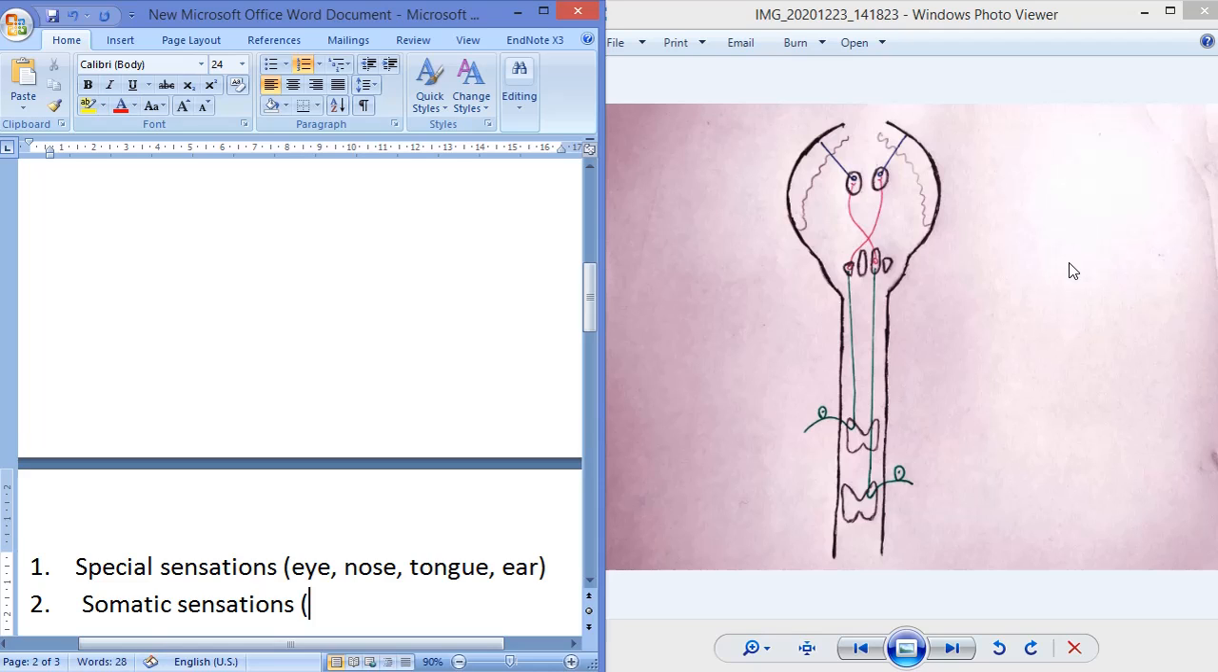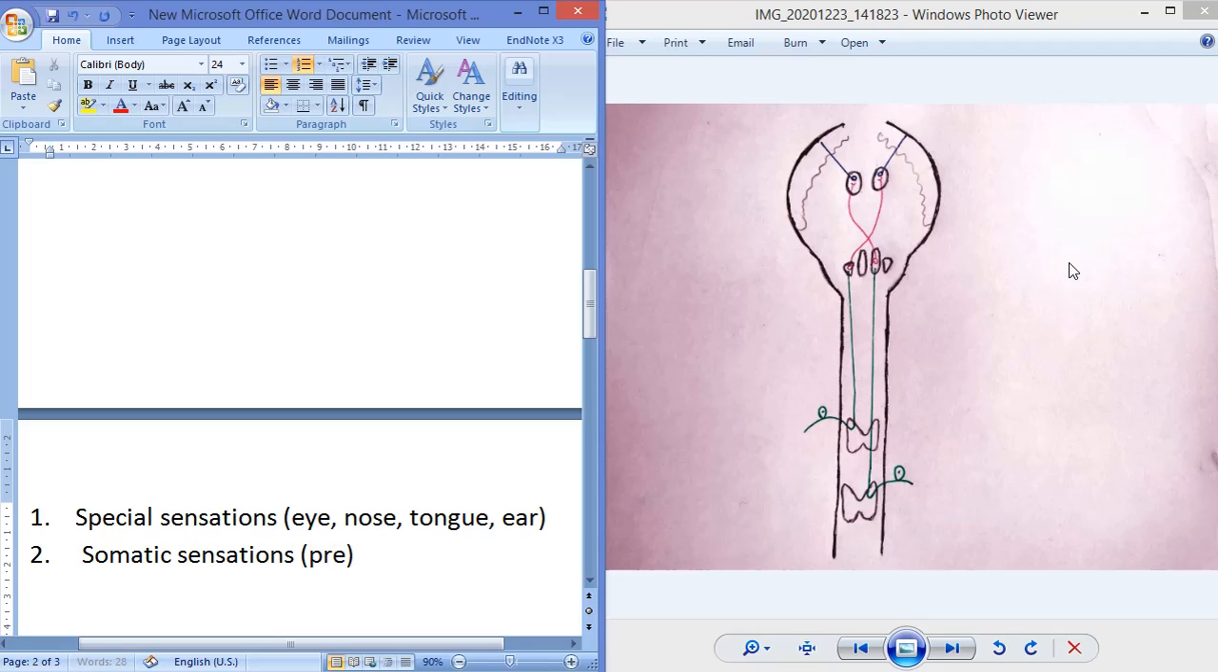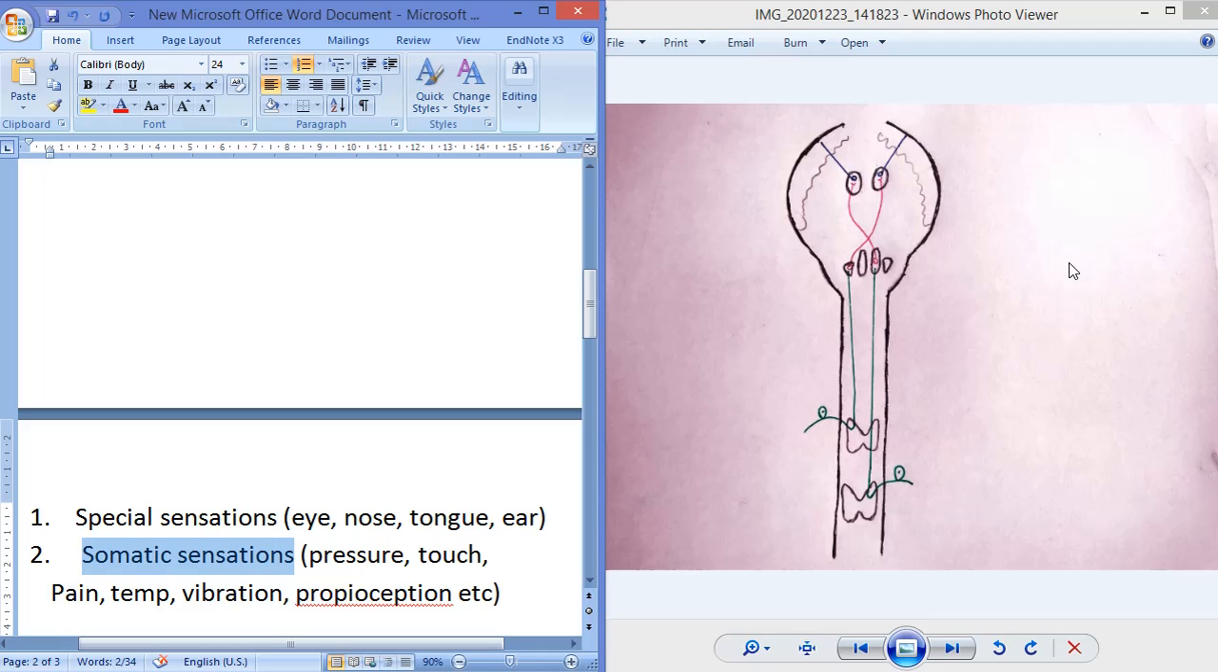For example, the impulses of pressure, touch, pain, temperature, vibration, and proprioception. All of these are somatic sensations which are carried from various parts of the body to the brain, and we will learn about the pathways of somatic sensation to the cerebral cortex.